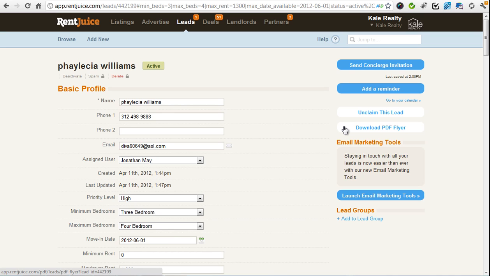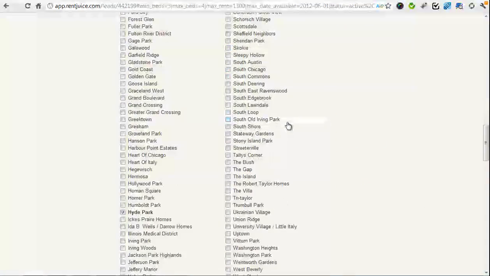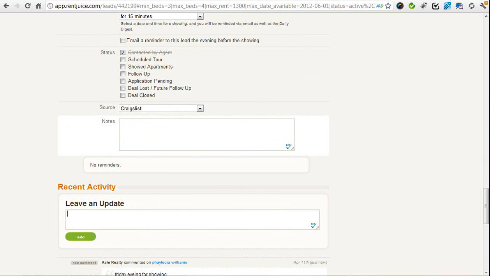Okay. Second thing, you have to leave a note the moment you exit the phone conversation. And when I say note, I mean leave an update. So scroll down to leave an update, and you have to tell us what's going on.